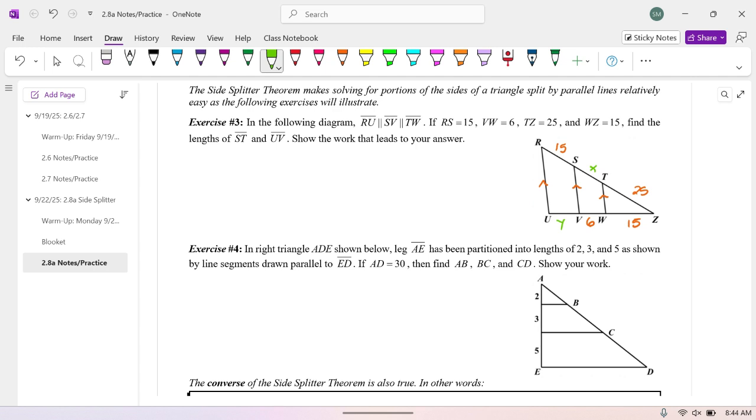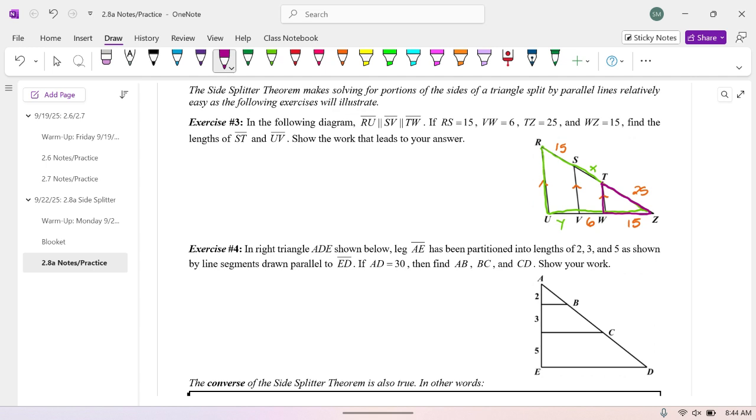So if we use the side splitter theorem, you typically want to use sides that come from a triangle. So here's our big triangle. If you do the side splitter theorem, you typically want to have one of the sides of your proportion coming from your little triangle.